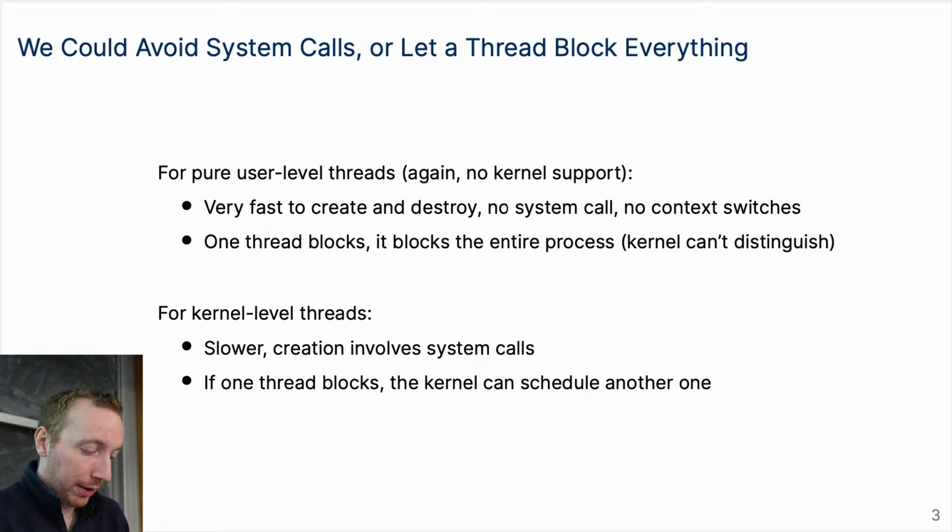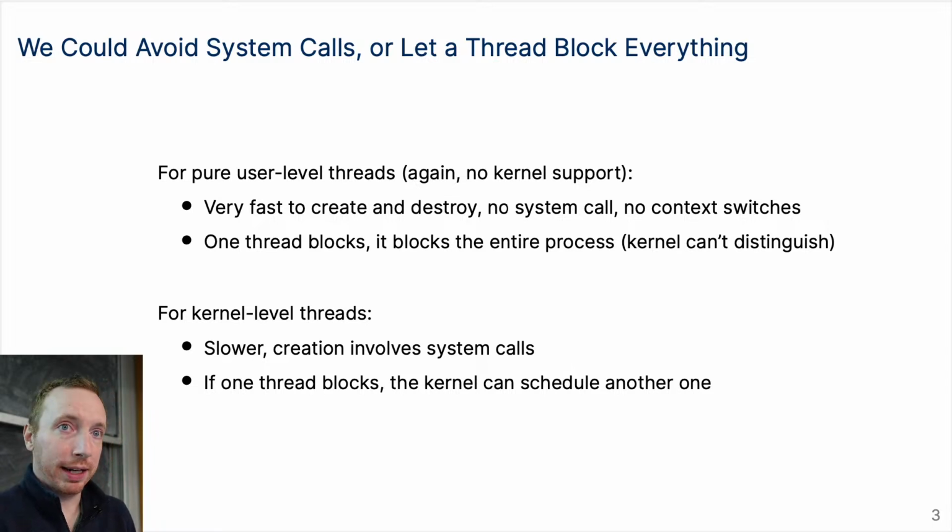So if you avoid system calls, one thread blocks literally everything. If you have pure user level threads, again with no kernel support, they're going to be very fast to create and destroy. There are no system calls. You just have to allocate a stack, and that's it. There are no context switches in the kernel that might switch more than just registers or a stack.